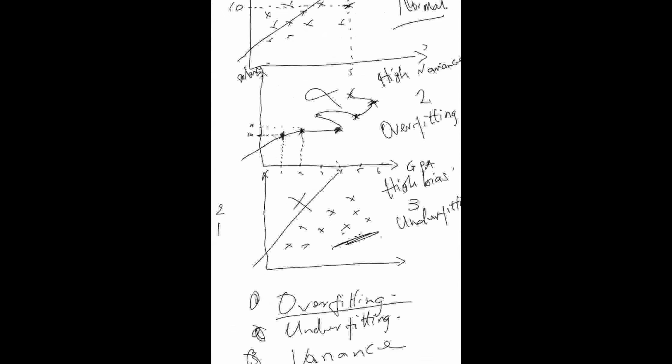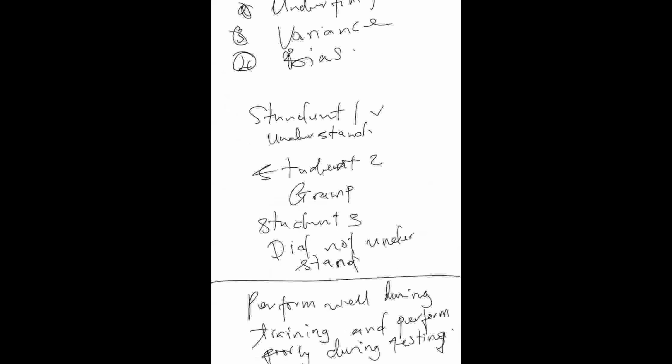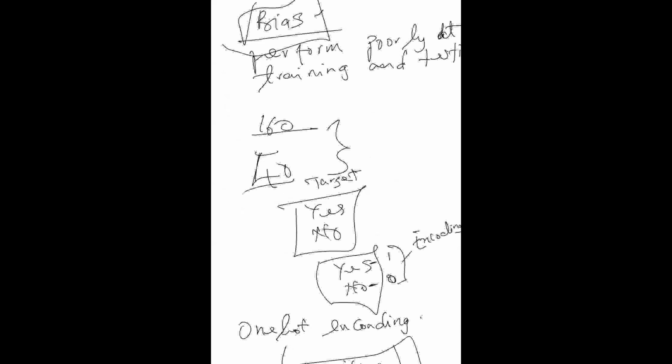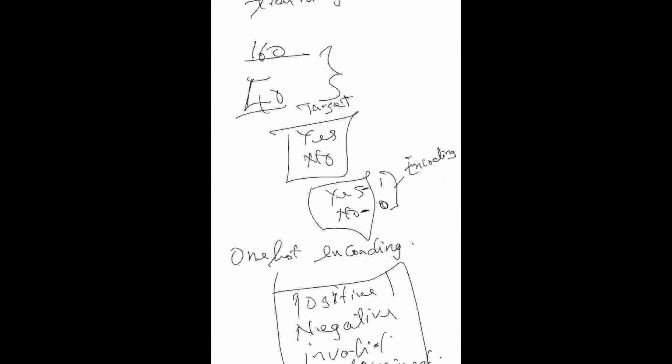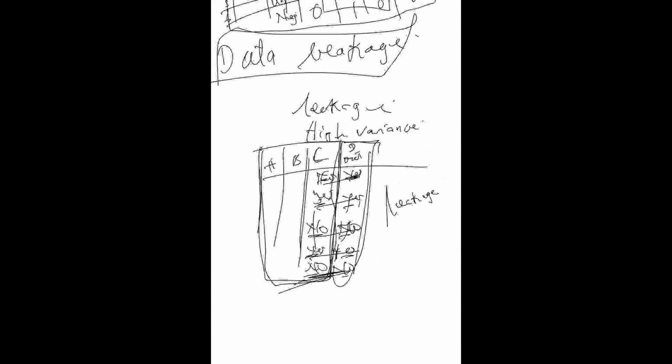But what we want is a situation like this, where you perform well during training and perform well during testing. We don't want a situation whereby you perform well during training and perform poorly during testing, or a situation whereby you perform poorly during testing and perform poorly during training. No, we want the situation whereby everything is well. So there will be a couple of steps that we are going to be taking to avoid that. As we go ahead, we'll be seeing how these things are implemented, right?